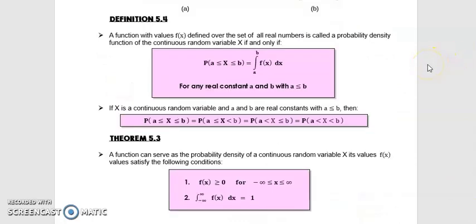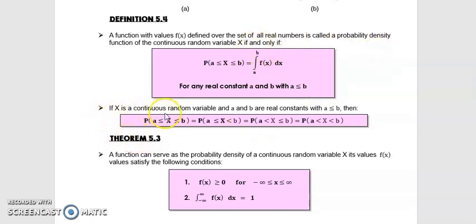Look at this definition. A function with values f(x) defined over the set of all real numbers is called a probability density function of the continuous random variable x if and only if the probability of x greater or equal to a but less or equal to b is given by the integral from a to b of f(x) dx, for any real constants a and b with a less or equal to b. Here is the lower limit, here is the upper limit.